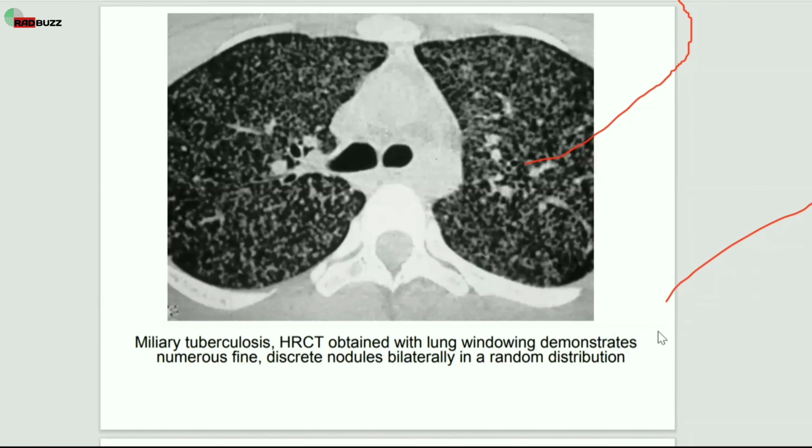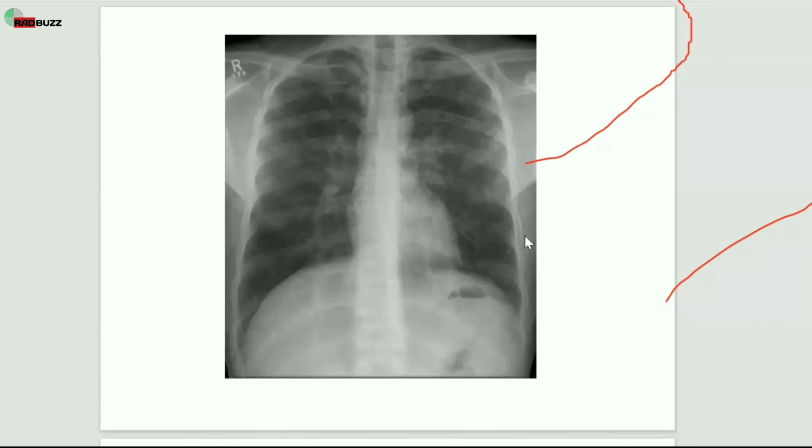Okay, CT. That is the modality of choice. So we can see the whole lung parenchyma is full of multiple small nodules. Nodules are smaller than those which are seen in tree in bud, which was 2 to 4 millimeter in size, and these are 1 to 3 millimeter approximately. And there's diffuse involvement of both lung parenchyma. Yeah, in this X-ray it is more evident.